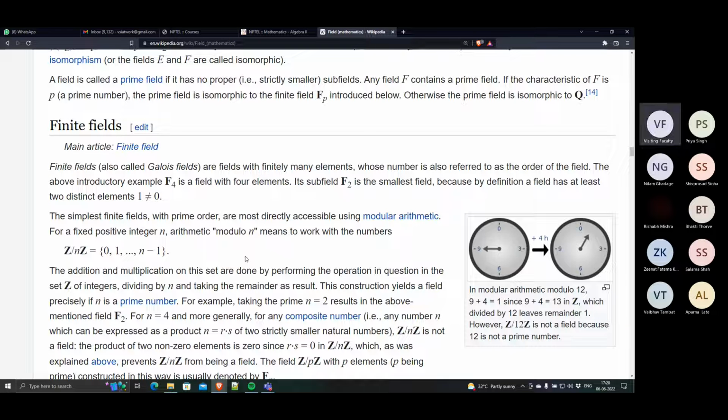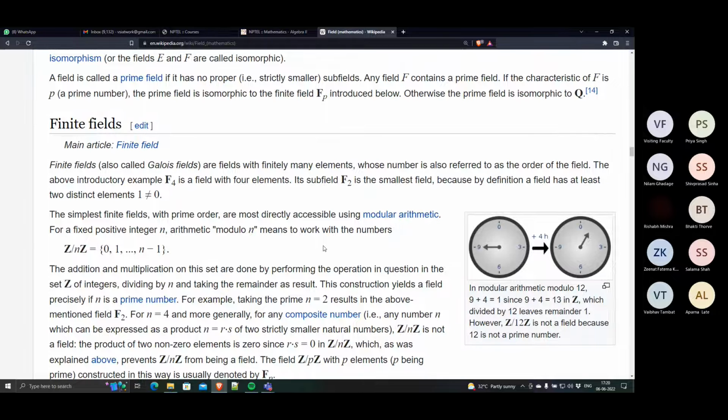But a field can have characteristic only 0 or p, a prime p. So Z mod nZ can be a field only if n is 0 or a prime p. So it is Z mod pZ or Z mod 0Z, which is Z itself. But Z itself is again not a field, so it is not if and only if when you consider Z mod nZ. But if n is not a prime, definitely Z mod nZ cannot be a field.